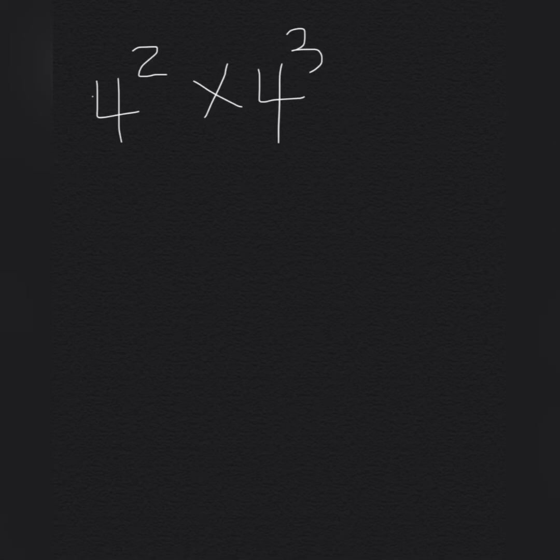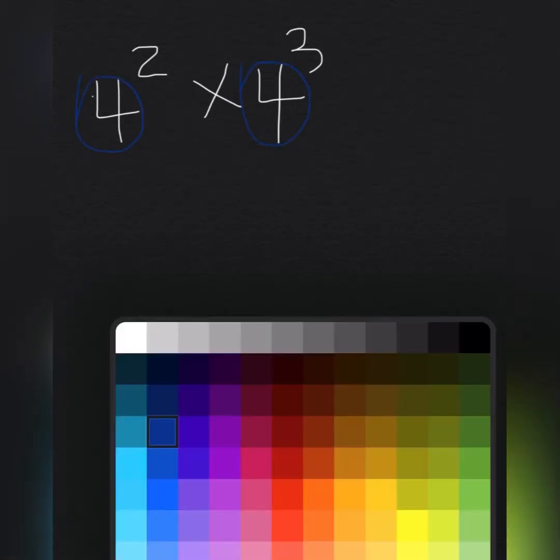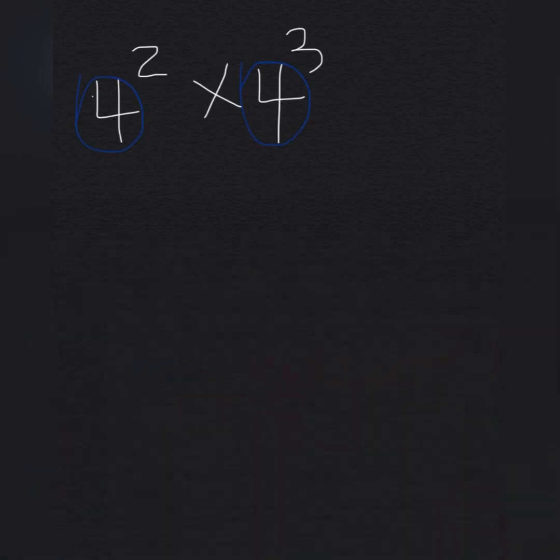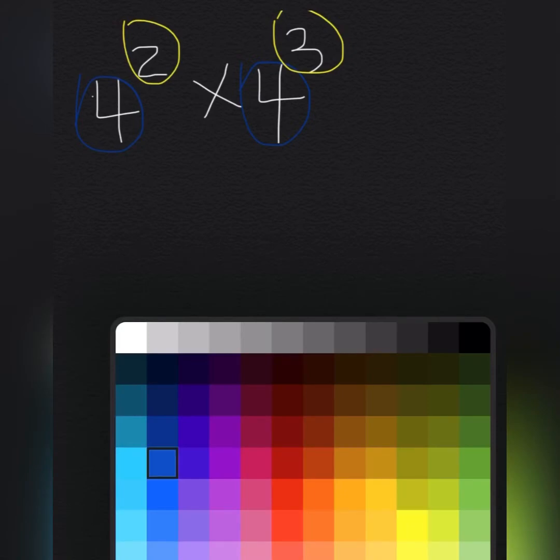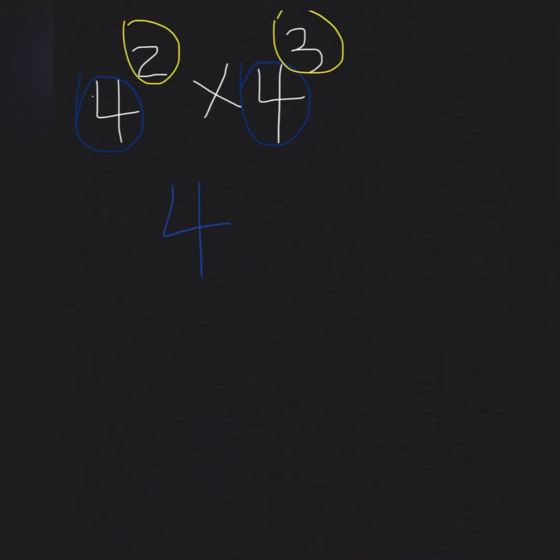Now let's first identify our base. So our base would be 4 here and 4 here. And our indices, right, 2 and 3. Now, because our bases are the same, we can move on now and add the indices, right? So it would be 4 for our base, and then it would be 2 plus 3. And 2 plus 3 gives us what? 5. So our final answer would be 4 to the 5th power.